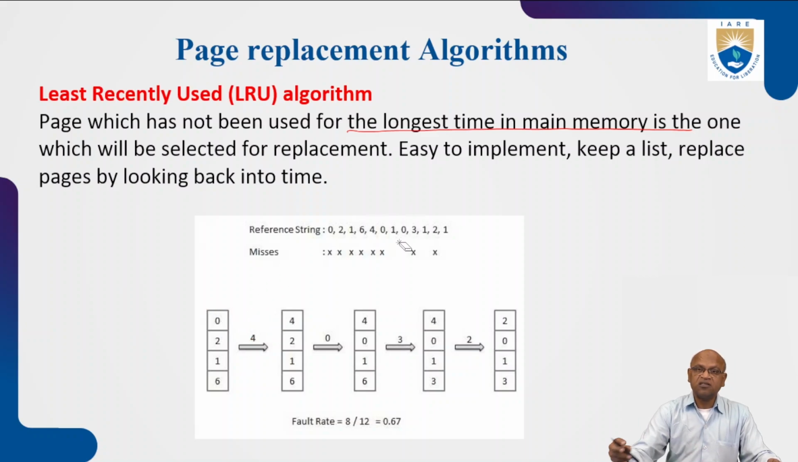The pages will be inserted, and we calculate the fault rate, which is the total number of page faults by the total number of strings. That is 8 by 12. That is 0.67.